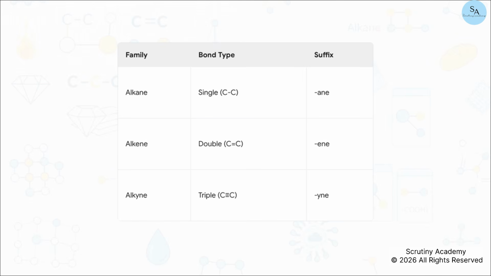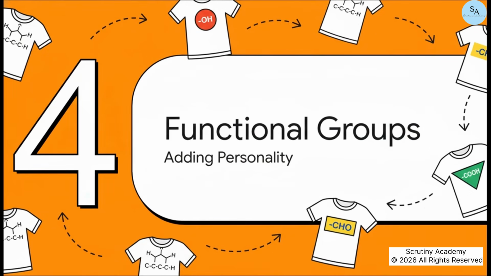Now, one more thing. Alkanes with all their single bonds are called saturated. Think of them as full. They can't hold any more hydrogens. Alkenes and alkynes are unsaturated. And for the exam, remember this link to hybridization. Single bonds mean sp3, double bonds mean sp2, and triple bonds mean sp. Got it? Good. So these hydrocarbon chains are cool, but they're a bit plain, like a basic white t-shirt.